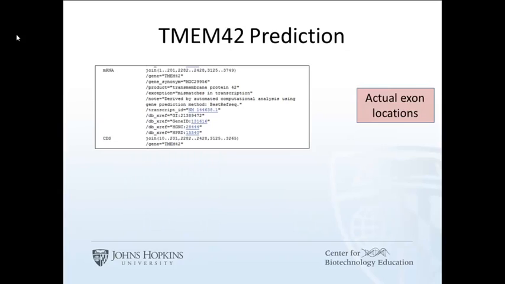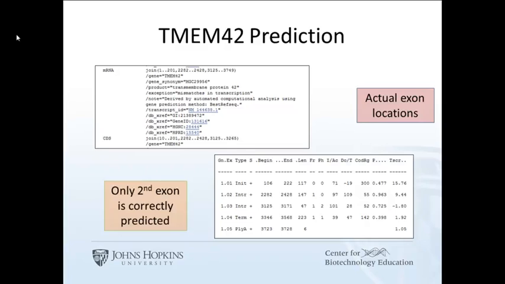Now let's examine the GenScan prediction for this genomic DNA. Note the actual verified locations from the NCBI record. And here is the prediction. First of all, GenScan will only look for the CDS, not the UTRs. However, the first exon is still wrong. It's INIT for initial exon.